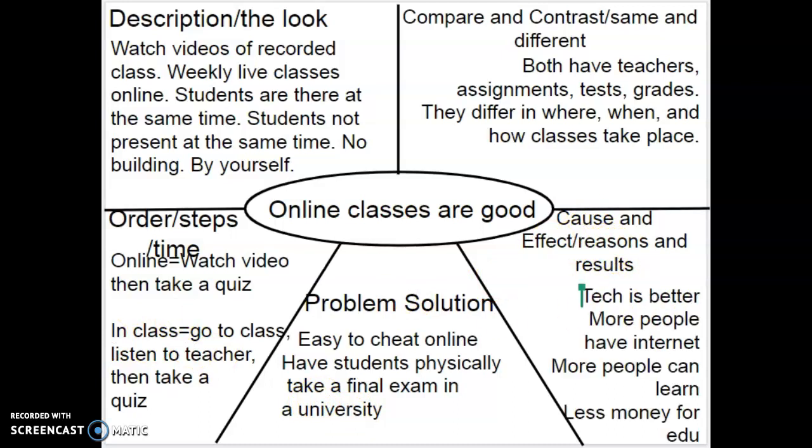What are the results and the reasons of this topic? Well, some causes, tech is better today. So online classes are available due to better technology. More people have the internet. Again, better technology and internet, Wi-Fi, things like that. More people can learn. These are going out to the results or the effects. More people can learn, and less money for education. Because if you can enroll in an online class 300 to 1,000 students, and you don't actually have to have a building, you just need to have an internet connection, you could probably teach a whole lot more people.